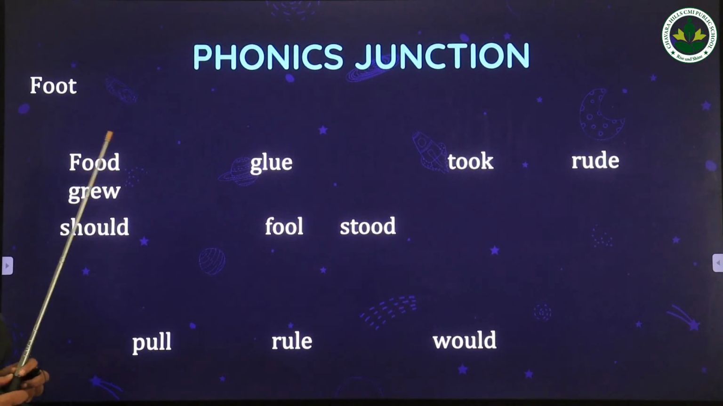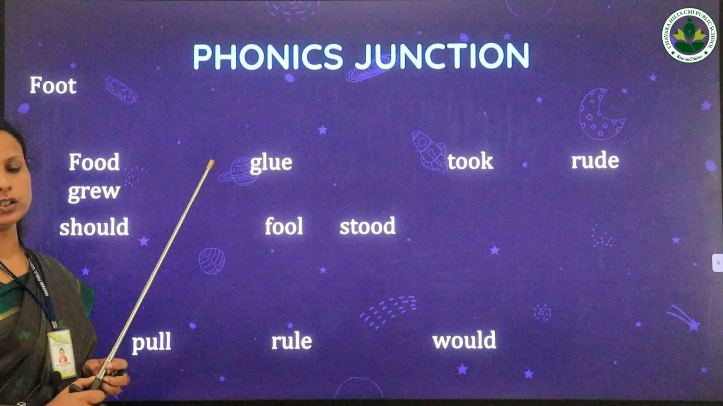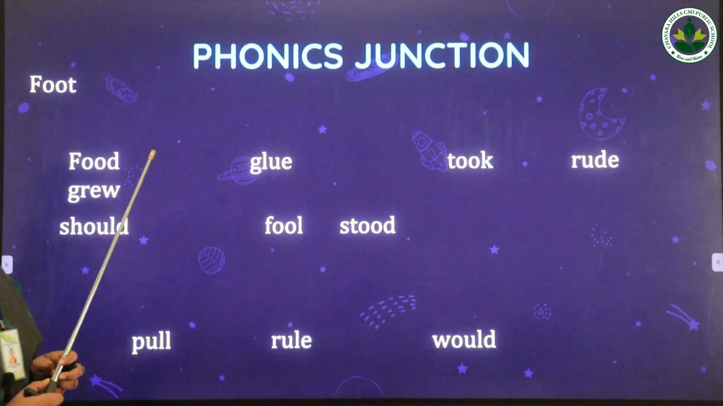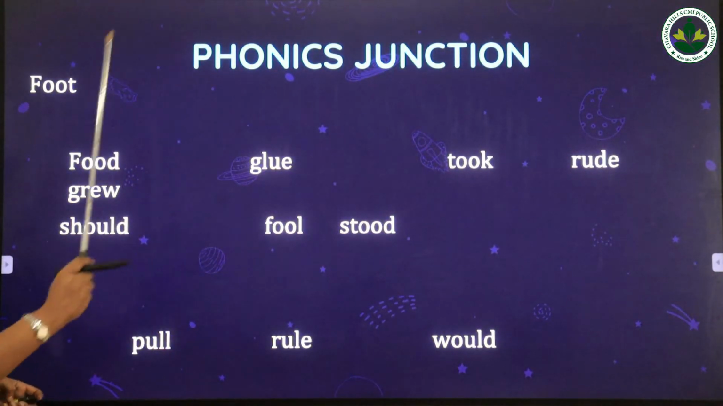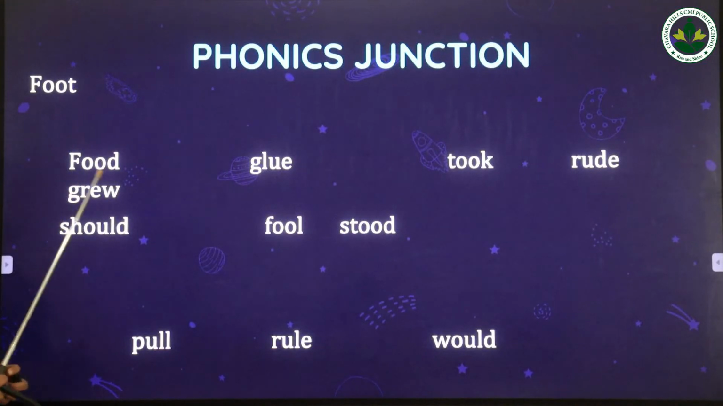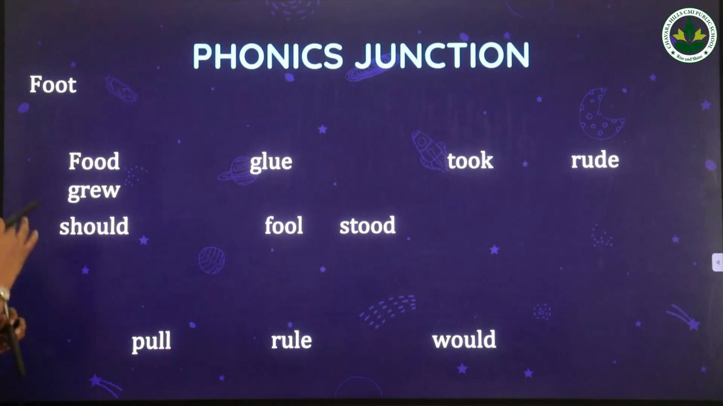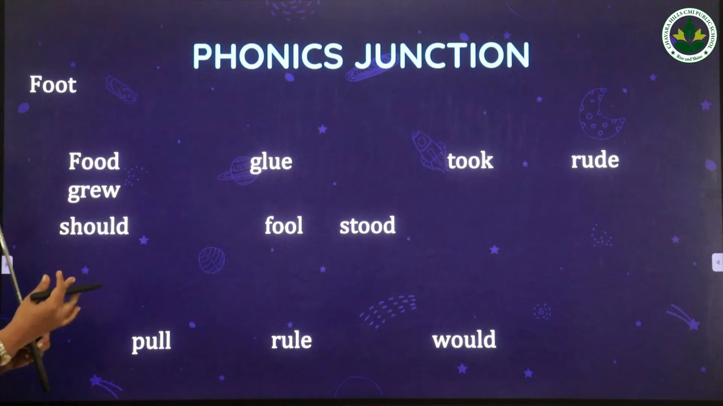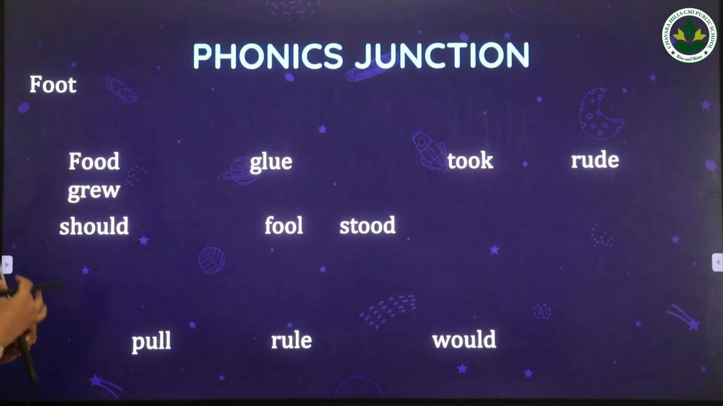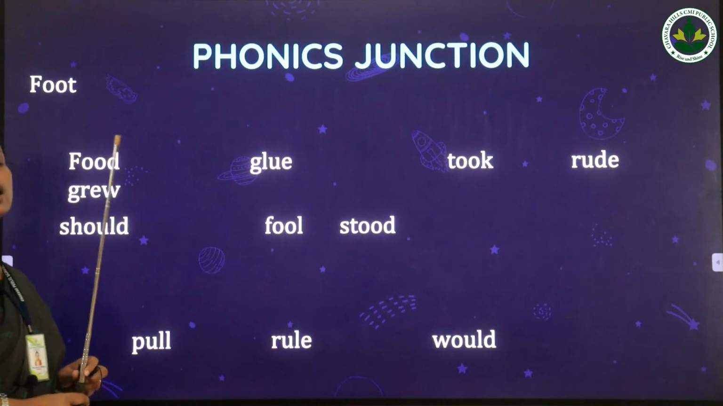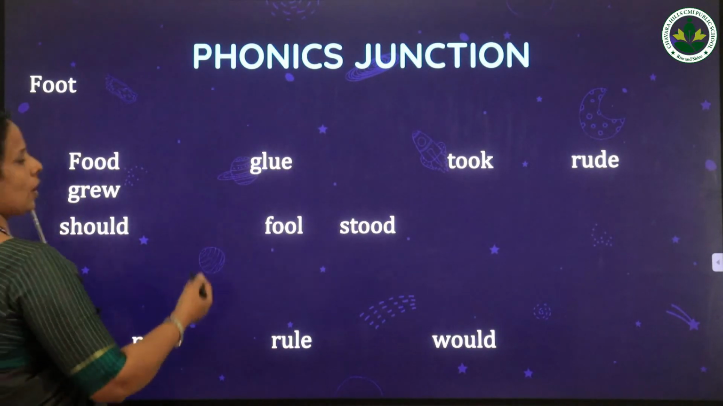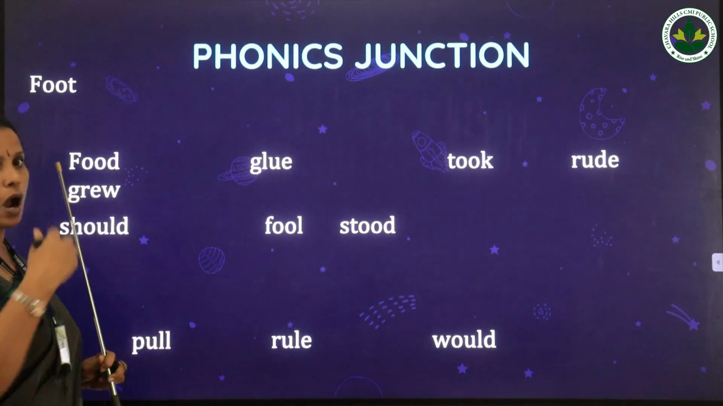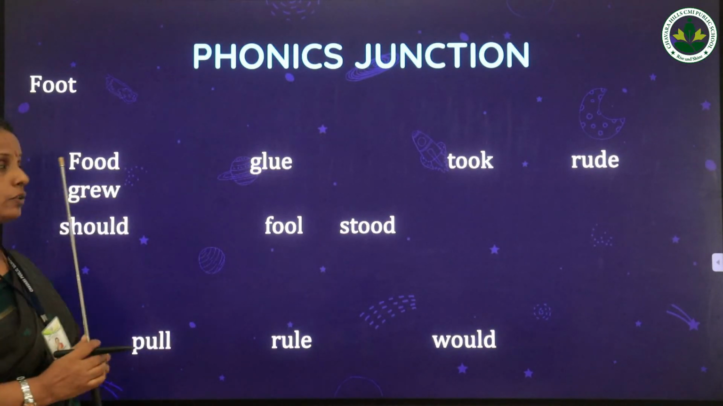These words have long oo sound and short oo sound. So you have to choose them and write in two columns. In one column you have to write the short oo sound words, and in another column you have to write the long oo sound. Here I didn't make a column, so let us circle the long oo sound words.